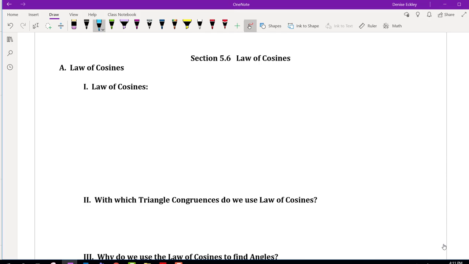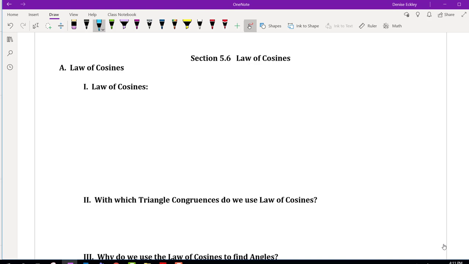This is part 1 of section 5.6, Law of Cosines. We're going to start by stating what the law of cosines is, and then which triangle congruences we use for it, and then we'll be looking at some examples. We're going to end this section with talking about how law of cosines and sines is related to finding area. So let's start by listing what the law of cosines is.